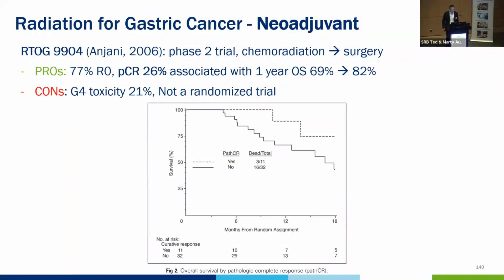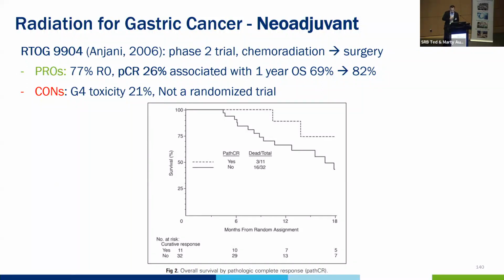And so this was a small phase 2 study titled ROTOG 9904, which was published almost 20 years ago as well, that was looking to apply neoadjuvant chemoradiation before surgery. So in contrast to the previous study that I had mentioned where they gave it after surgery, we're now giving radiation before surgery on this trial. And importantly, this was not a randomized study.